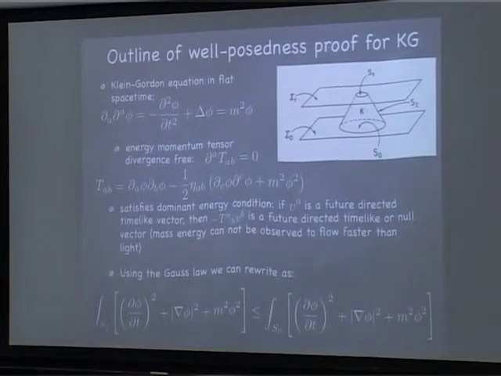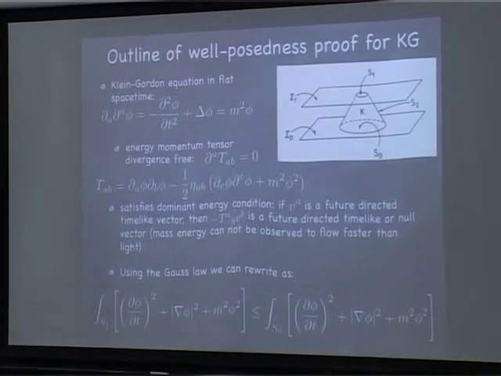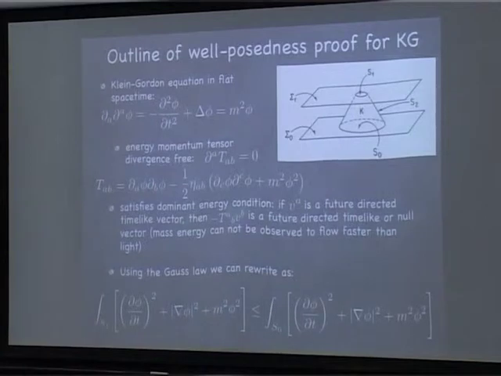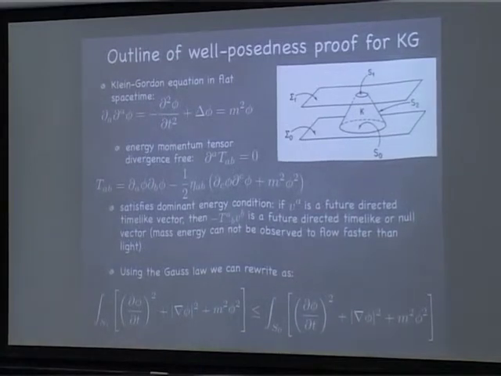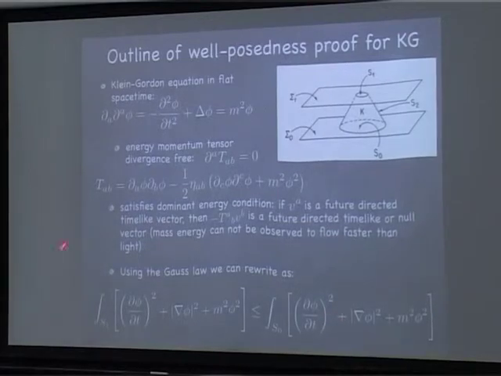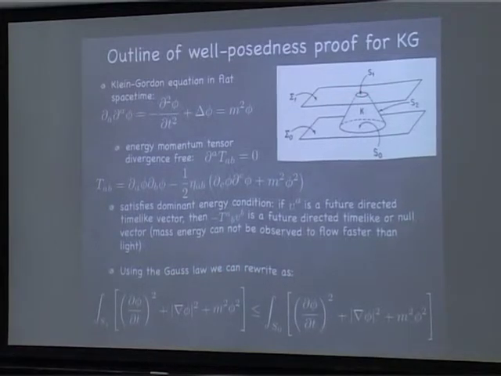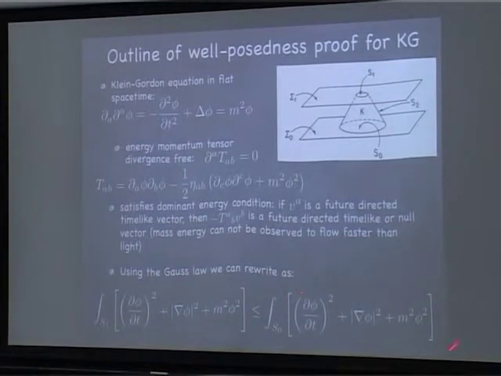Because it's time-like, we know something about its norm, so we can convert this to an inequality. This is a divergence, and the divergence of T is free, so we can use the Gauss law to convert divergences between a volume and the surface integral. We can rewrite this as the following inequality: the integral over some surface S1, which is this one here, at a later time, is bounded by the same quantity measured at the initial time. Okay?